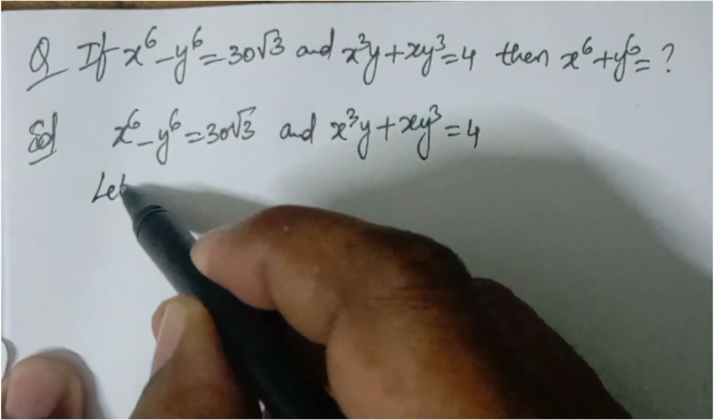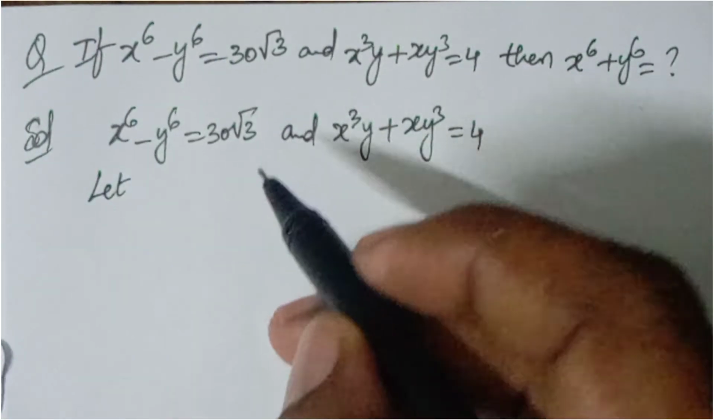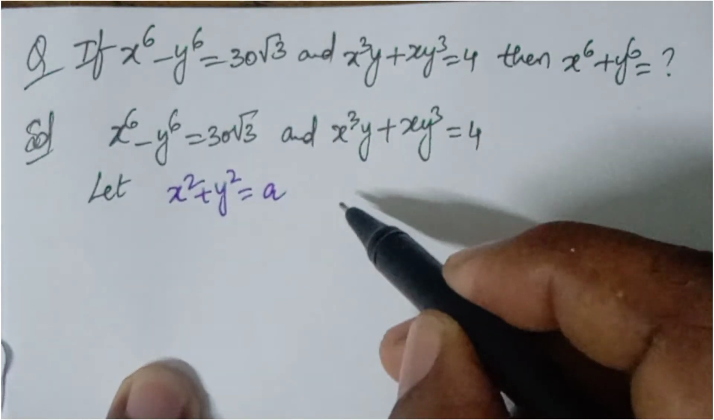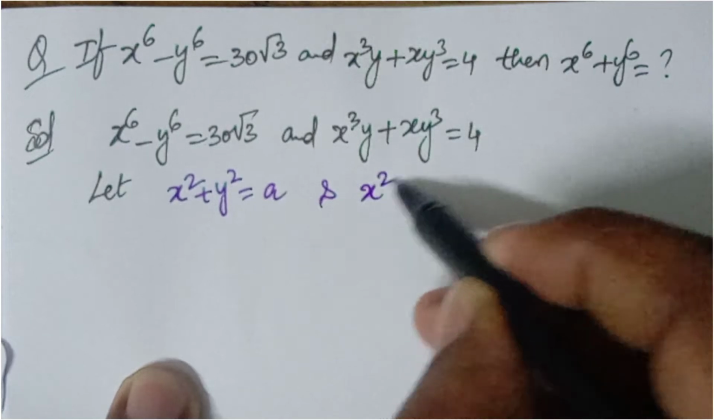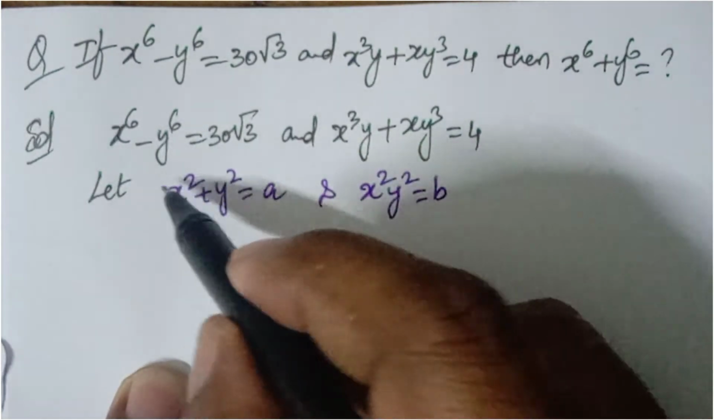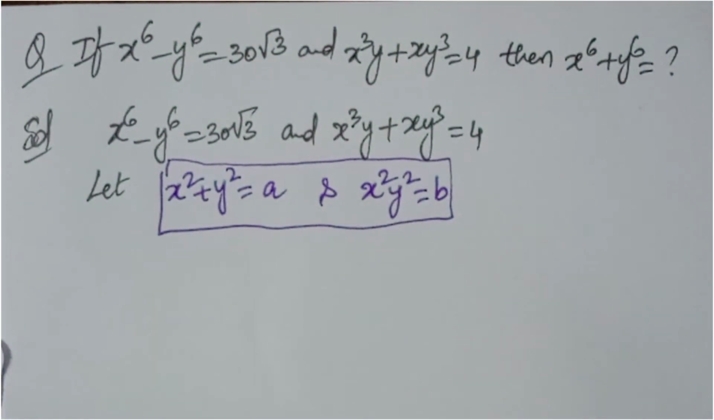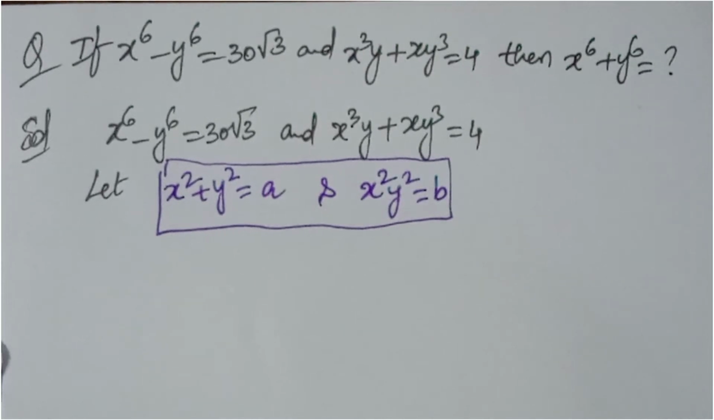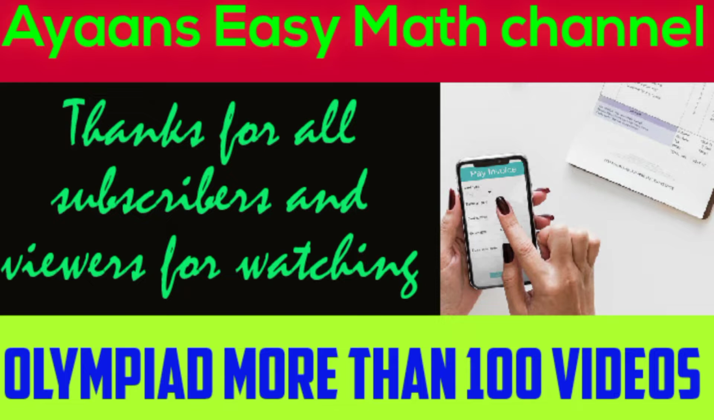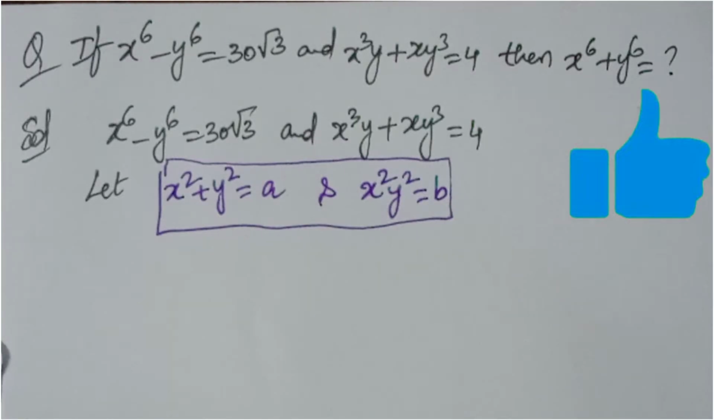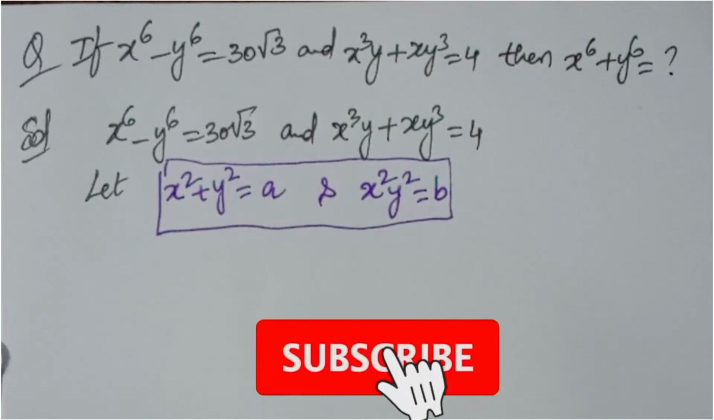This is the main logic in this problem. You have to take x square plus y square is equal to a, and x square y square is equal to b. Then what will happen now?